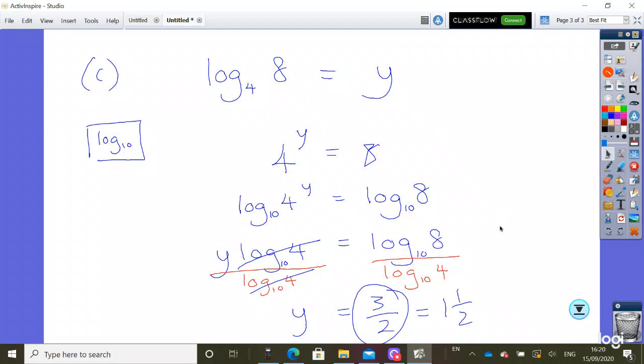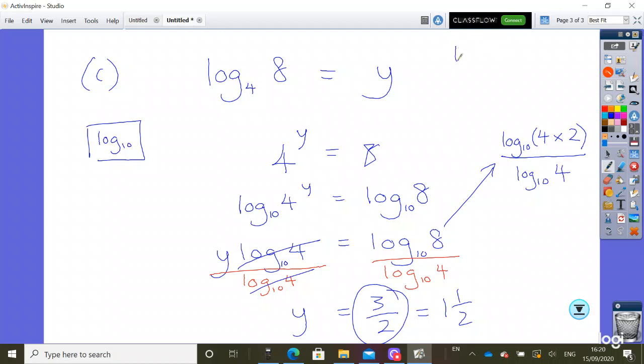So let's see if it works. I've just got an idea. What if I can make the top part also log 10 over log 10 4 as well? Because 8 is 4 times 2. So couldn't I just do it like this? Log 10, and then I'm just going to split that into 4 times 2 over log to the base 10 4.